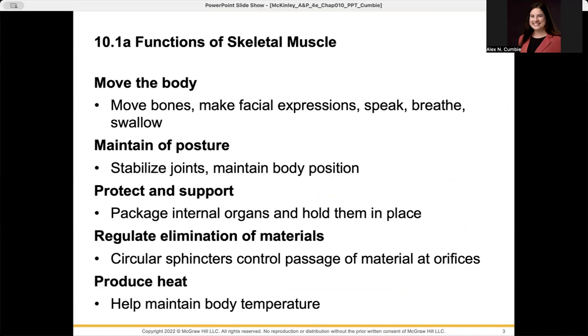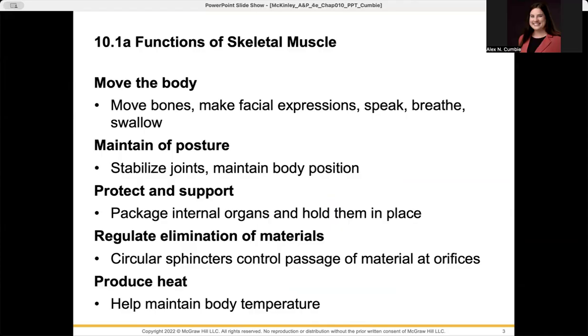It's kind of a second function is to maintain posture, right? We have muscles kind of surrounding joints and helping us maintain body position. We have muscles for protection and support. So aside from bones that are also protecting internal organs, we have muscles around those bones, which are an additional layer of protection.